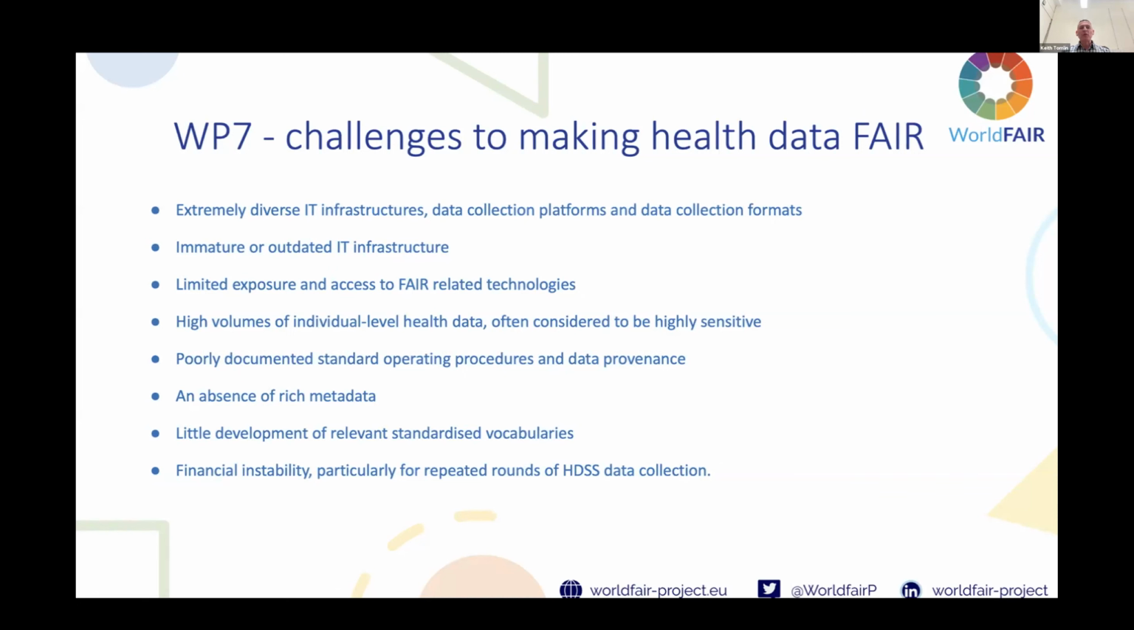By definition, we deal with very high volumes of individual level health data, and these are highly sensitive in many cases. And this is something that has been almost quite specific to Work Package 7, the sensitive nature of almost all the data that we're working with, and how we have to pay very strict attention to that in all the work that we've done.